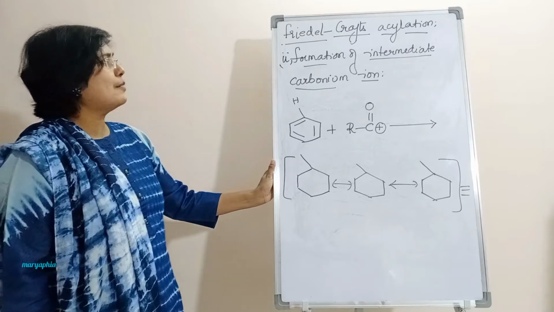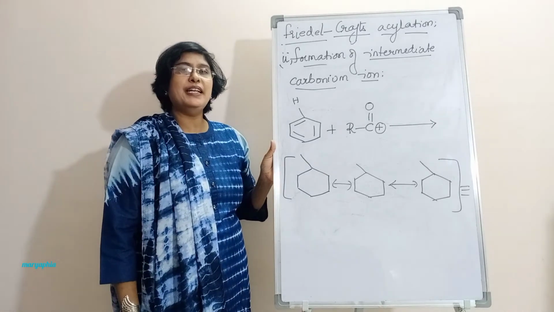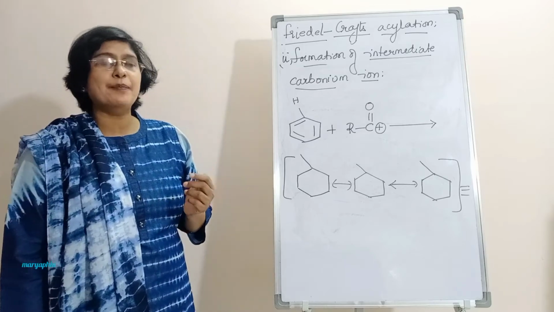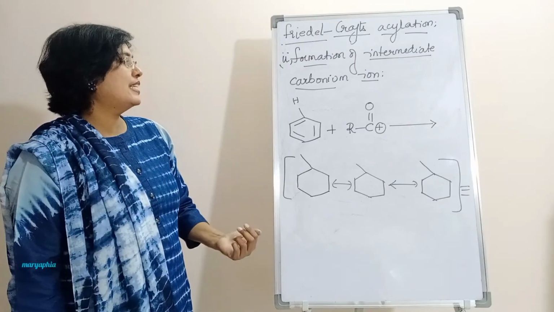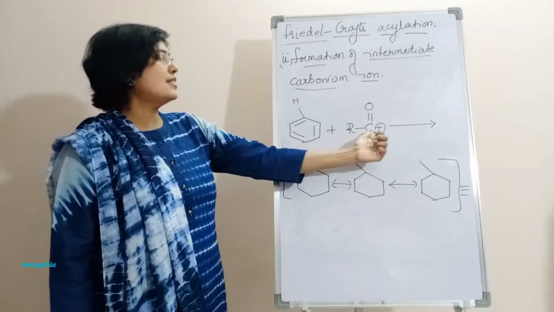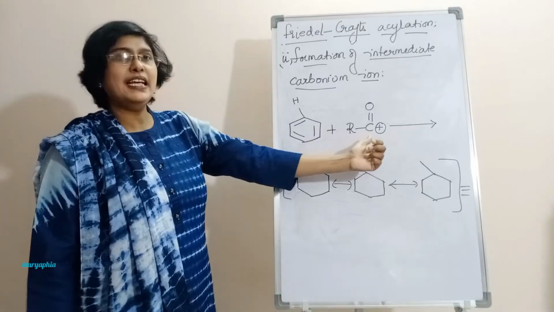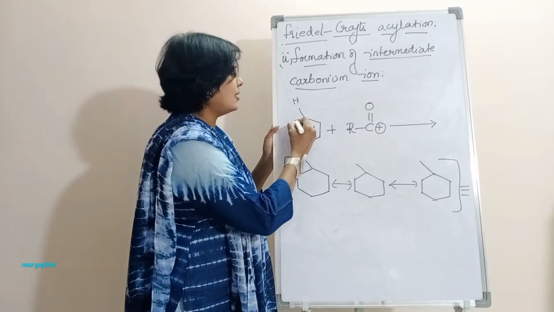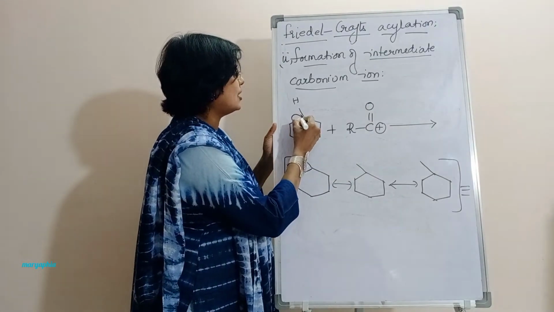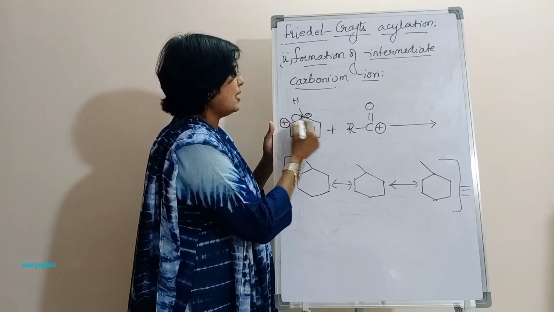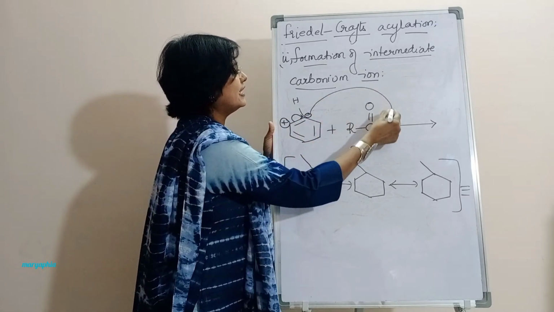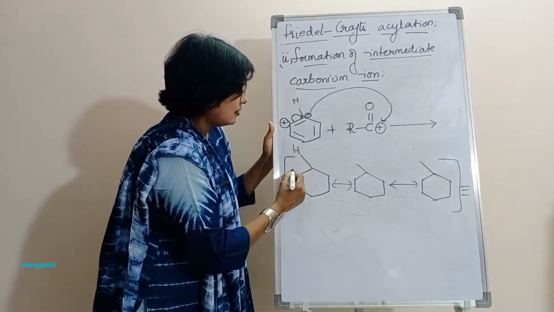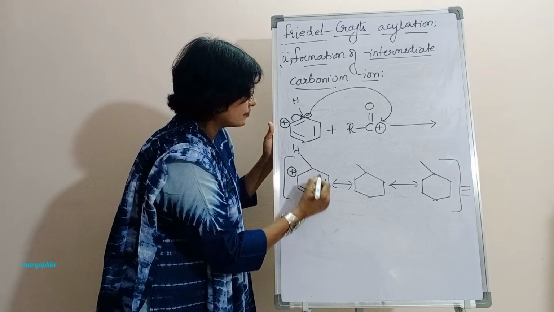Okay students, second step is formation of intermediate carbonium ion. The electrophile which is generated in the first step now approaches the benzene ring. Okay, so this RCO plus is the electrophile. When it approaches the benzene ring, this undergoes electromeric effect as usual. Here minus, here plus. Now this minus attracts the electrophile. So here comes the positive charge.